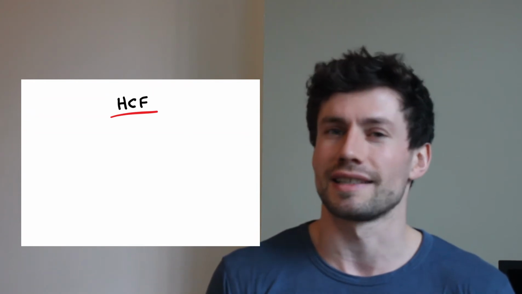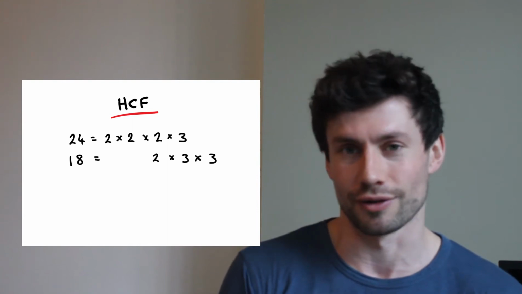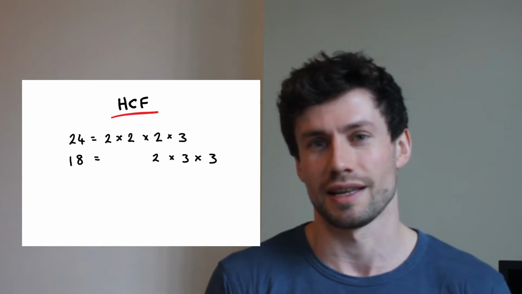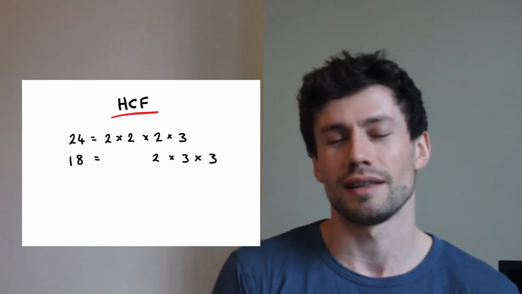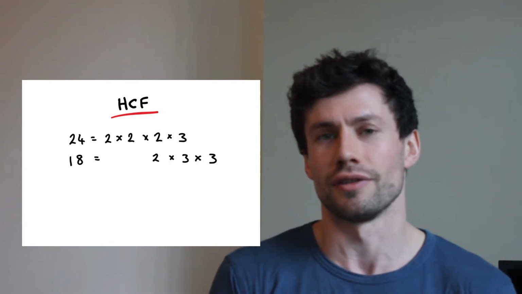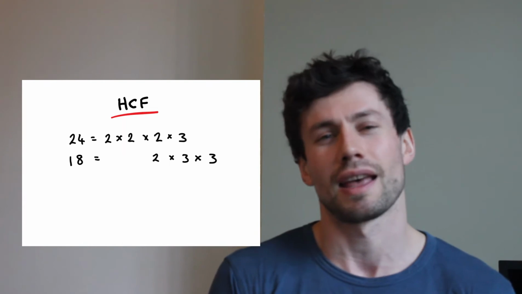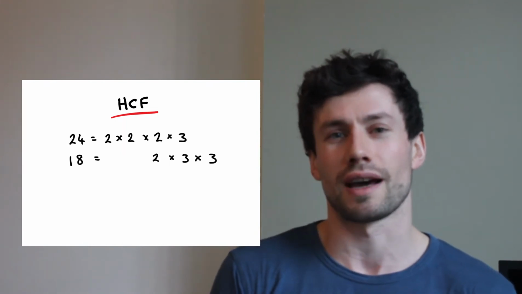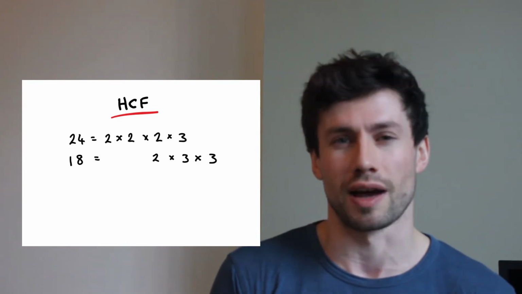So if I take this example of 24 and 18, 24 is 2 times 2 times 2 times 3, and 18 is 2 times 3 times 3. You can see by the way that I've written them here is I've written 2's underneath 2's and 3's underneath 3's as much as possible, and now I'll explain why. In order to find the highest common factor of these 2 numbers, we're going to circle common primes.